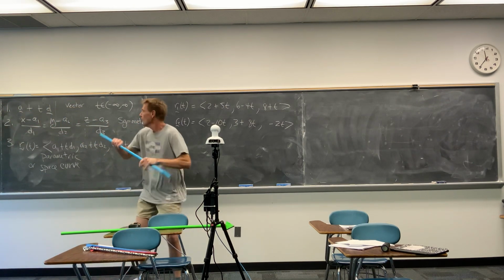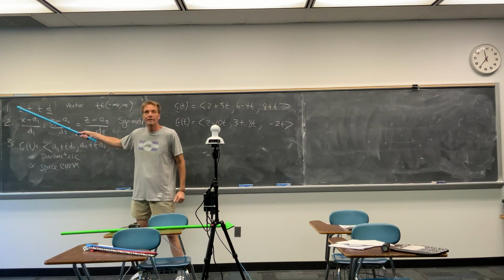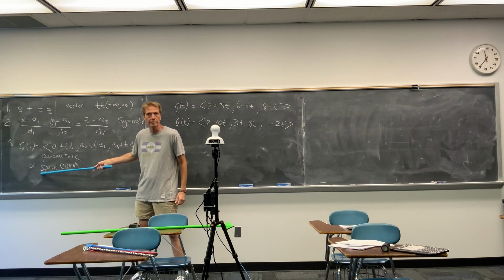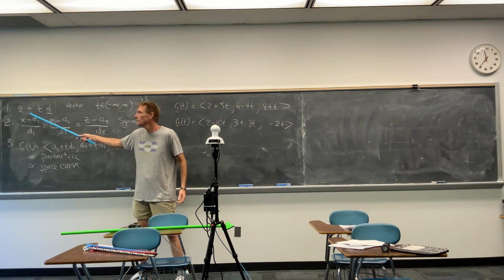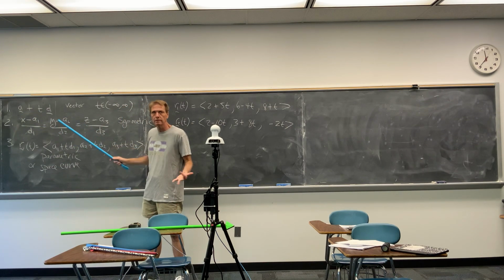But guys, if you already have the vector form, is it hard to get to the parametric form? If you have the vector form, it's just vector addition and scalar multiplication.